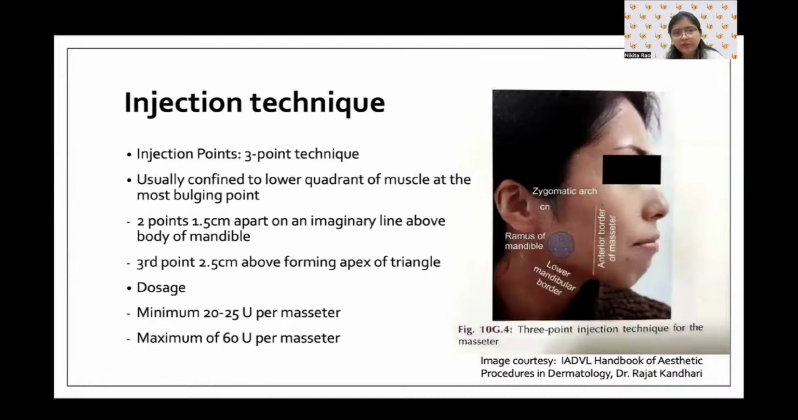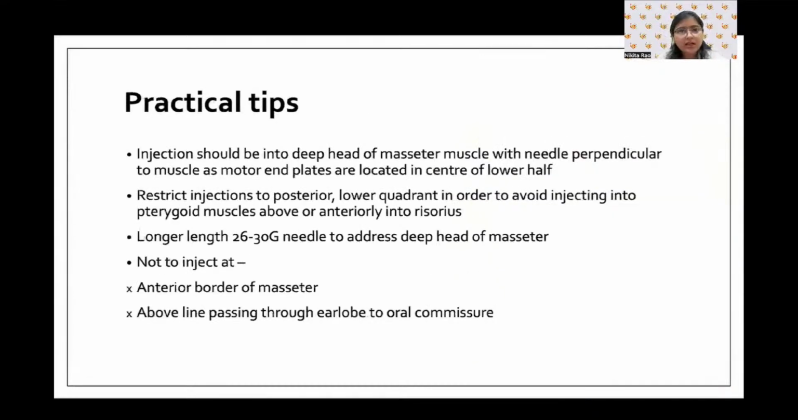It is usually confined to the lower quadrant of the muscle at the most bulging point. So 2 points 1.5 centimeter apart on an imaginary line just above the body of the mandible are taken as the base of the triangle. And the third point is 2.5 centimeter above this, forming the apex of the triangle. The dosage recommended is a minimum of 20 to 25 units per masseter with a maximum of 60 units per masseter.